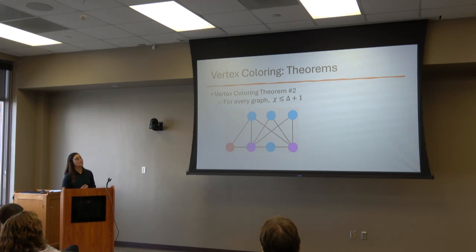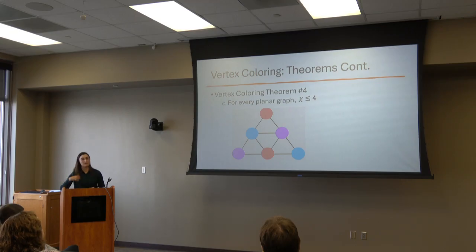And so in this picture, that purple vertex towards the left-hand side has a degree of 5. And so all that theorem is saying is that we'll never need more than 6 colors to properly color those vertices, but we actually only needed 3. Another theorem is vertex coloring theorem number 4, which is also called the 4-color theorem. And this says that for every planar graph, chi is less than or equal to 4. And so for this planar graph, we actually only needed 3 colors to color those vertices properly.